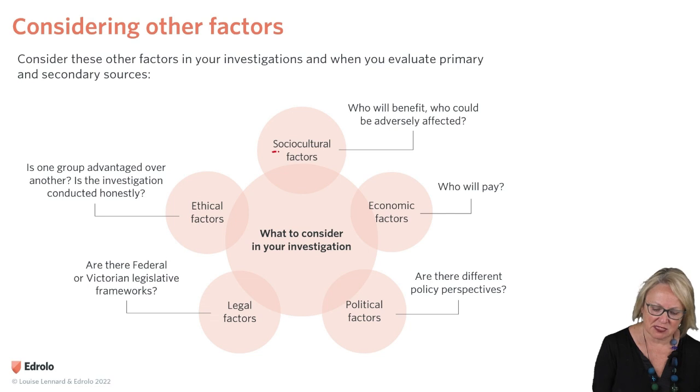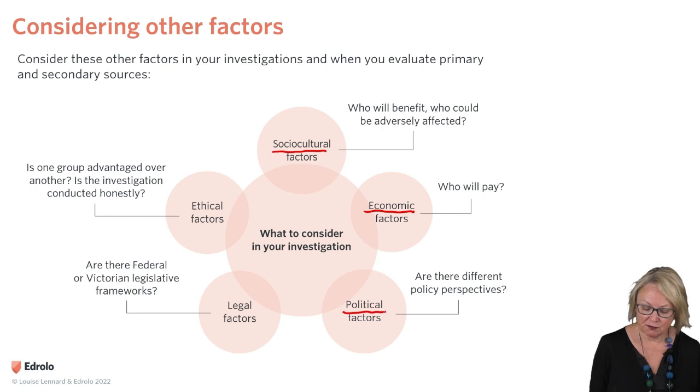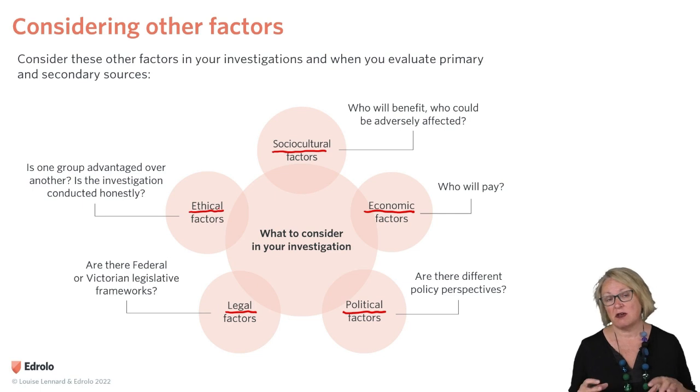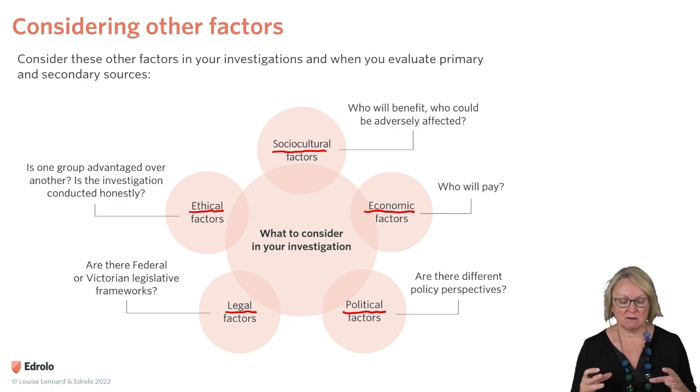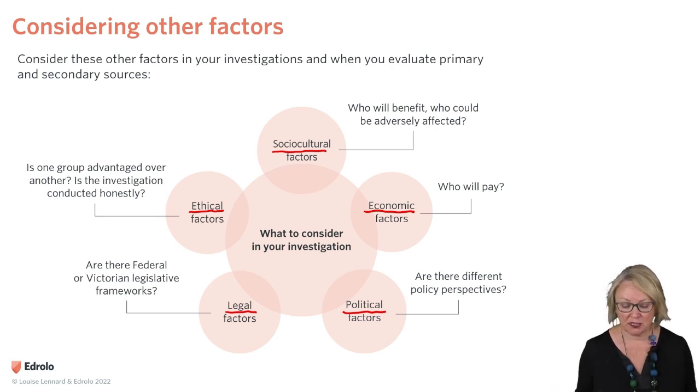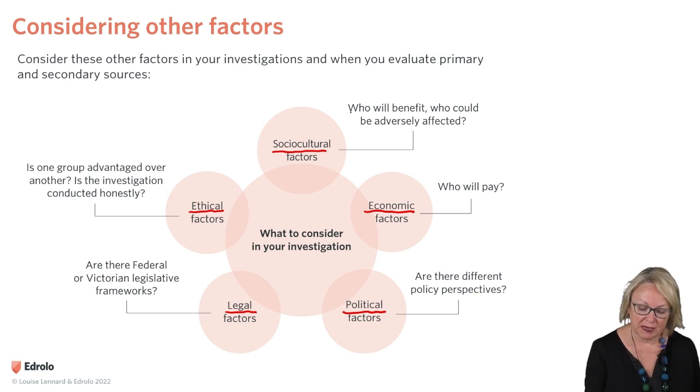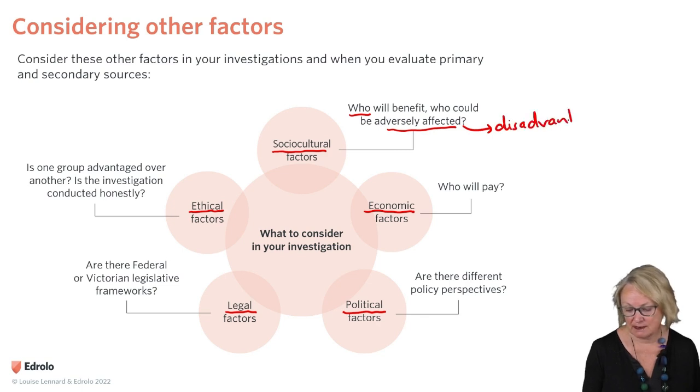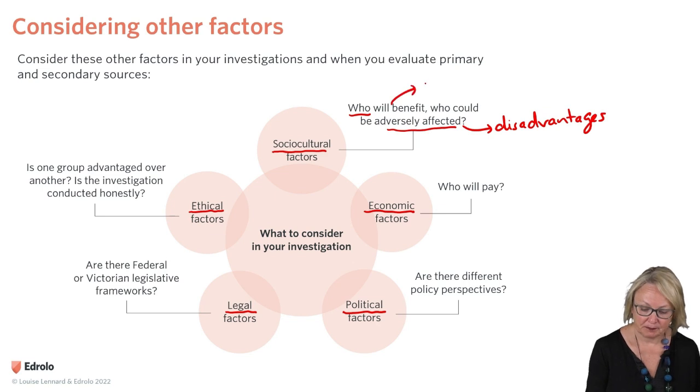So these are socio-cultural factors, economic factors, political factors, legal factors, and ethical factors. So anytime you're given an investigation, so it might be an assignment that you're given, try and think about these 5 factors and how they impact on what you're investigating. So an example of socio-cultural, who will benefit, who could be adversely affected. So in other words, advantages and disadvantages.